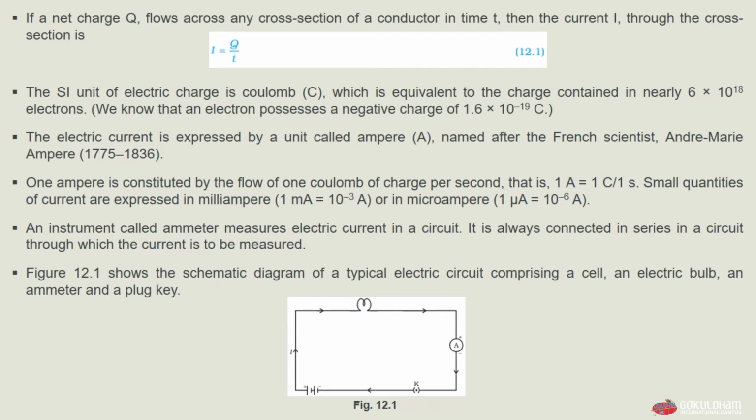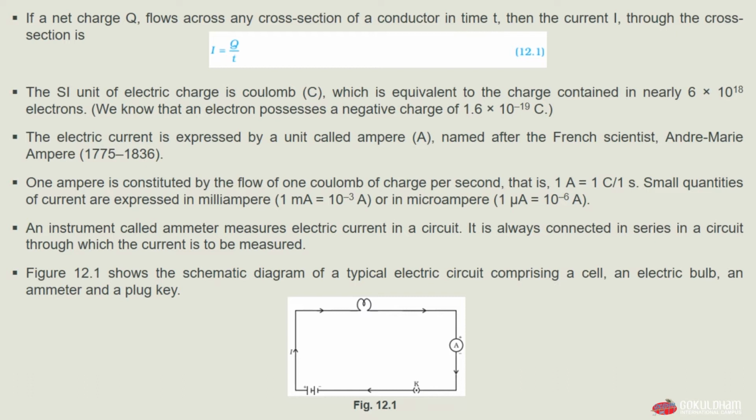That ampere is named after the French scientist André Marie Ampere. 1 ampere is constituted by flow of 1 coulomb per second. Means in order to constitute 1 ampere, it will be equal to 1 coulomb per second. And small quantities of current are expressed in milliampere or microampere. The value of 1 milliampere is equal to 10 raised to minus 3 ampere, and the value of 1 microampere is equal to 10 raised to minus 6 ampere.